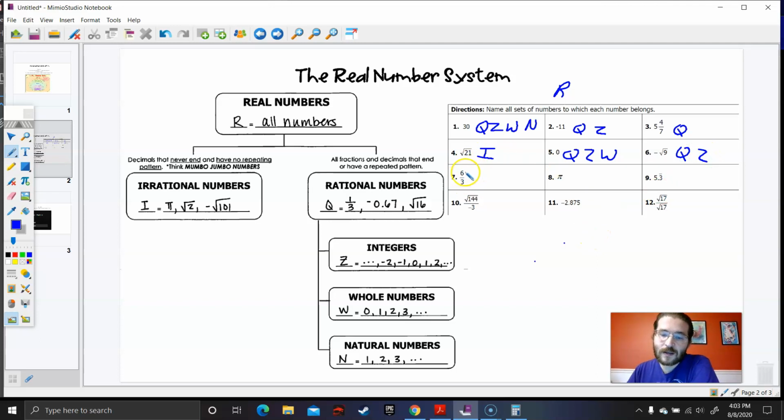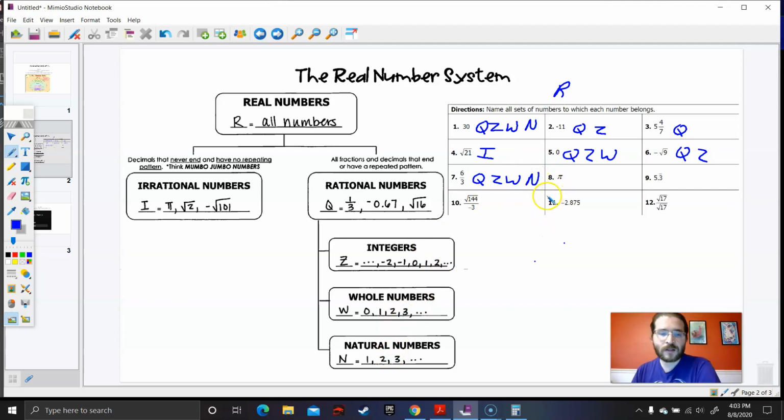What about 6 over 3? All right, 6 divided by 3 simplifies to 2. So we know that that's a rational number. We know it's an integer. We know it's a whole number. And we also know it's a natural number.